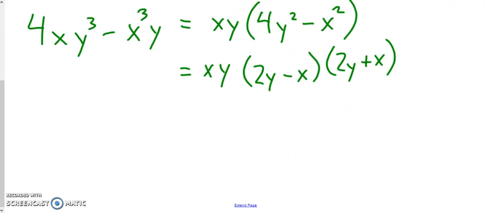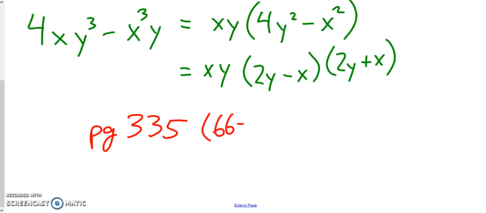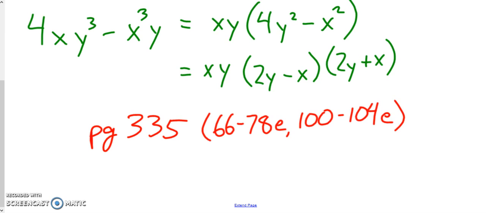All right. The assignment that goes with this is on page 335. I need 66 through 78 even and 100 through 104 even. Thank you.